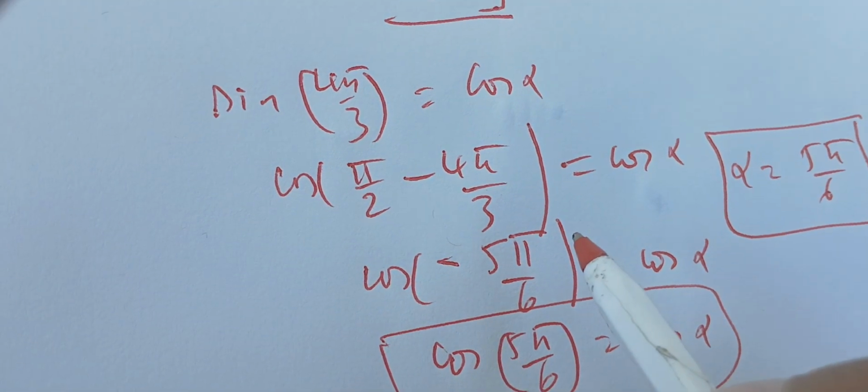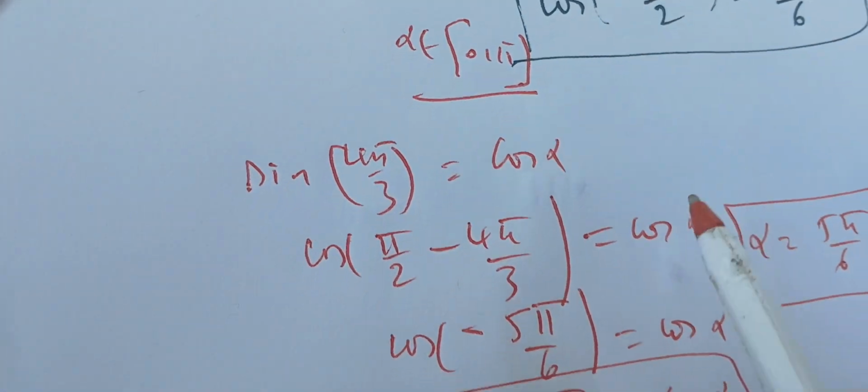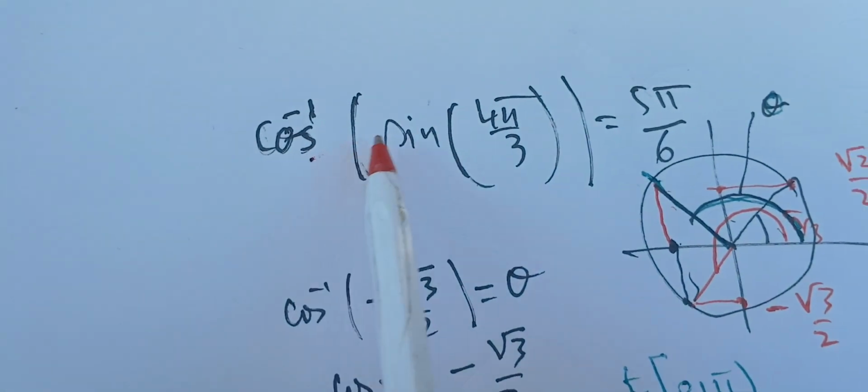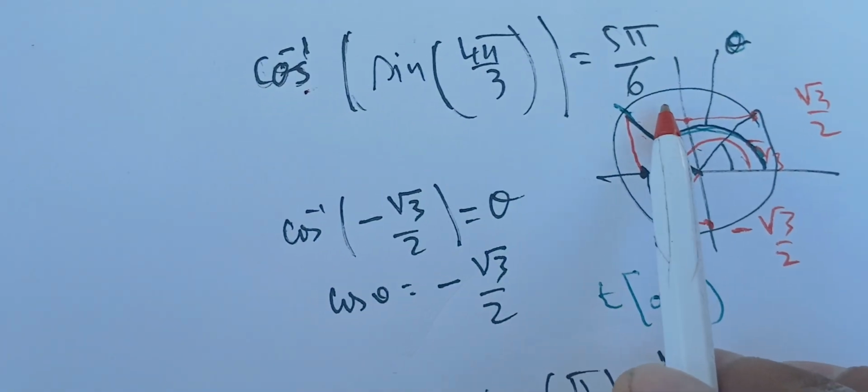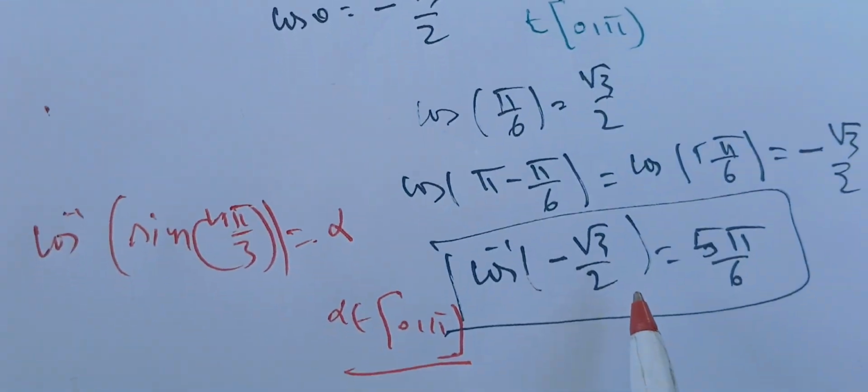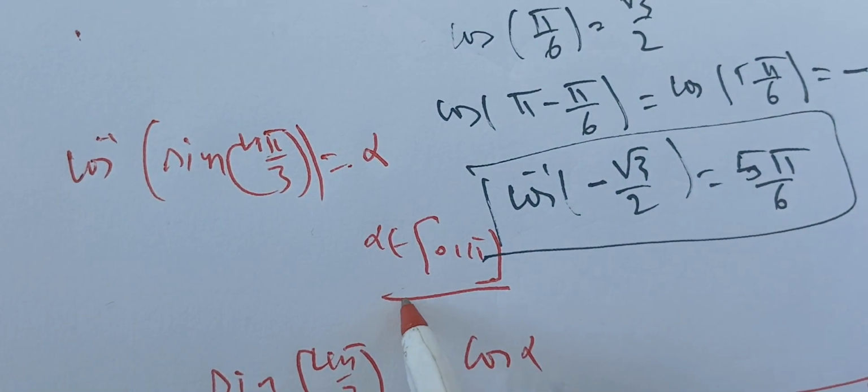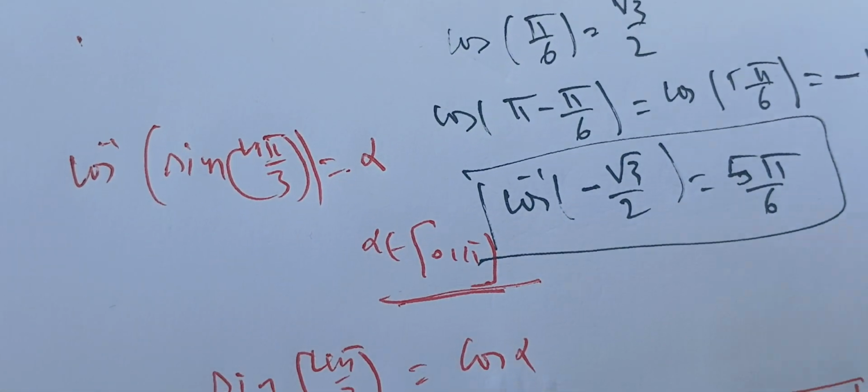And this solves my question. Remember that the cosine inverse has values on 0 to pi. That's why we impose this condition here. And this solves my question.